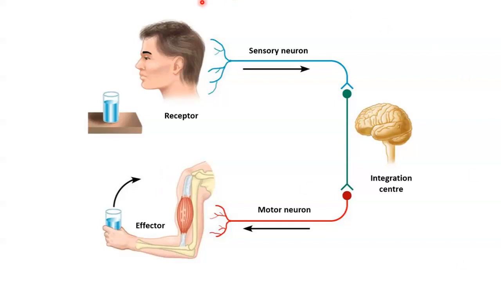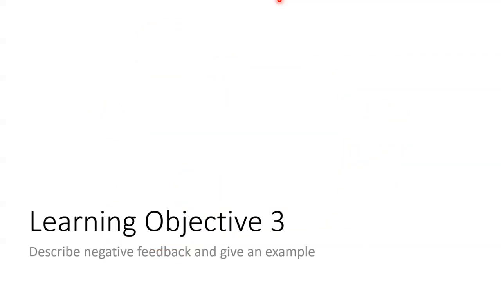So what I want you to understand here is the general elements of a feedback loop, keeping in mind that each textbook or each resource that you use might describe or represent this loop in a slightly different way. They will all have the same general elements. So now that we have a general idea about feedback loops and all the elements of a feedback loop, we're going to have a bit more of a closer look at two different specific types of feedback. So learning objective number 3 is to describe a negative feedback and give an example.